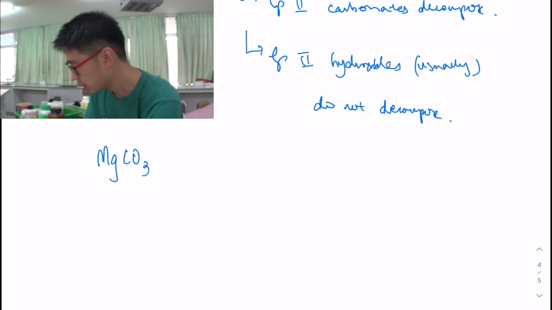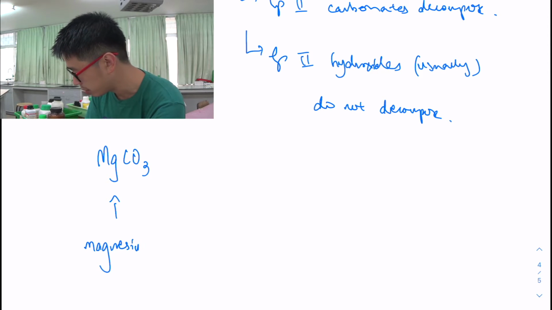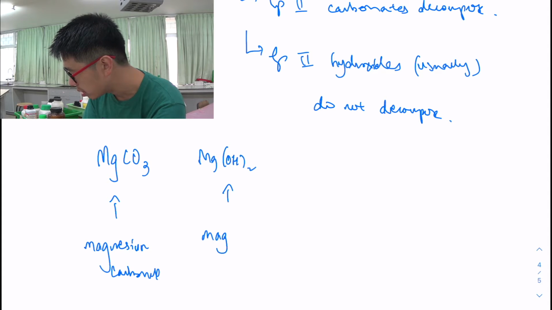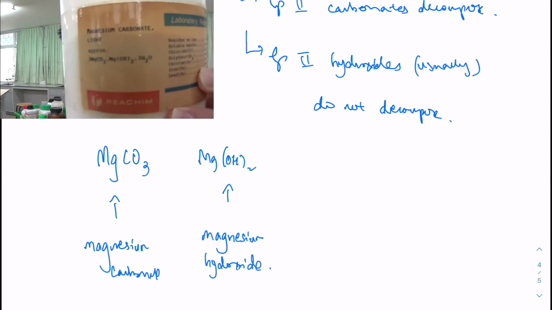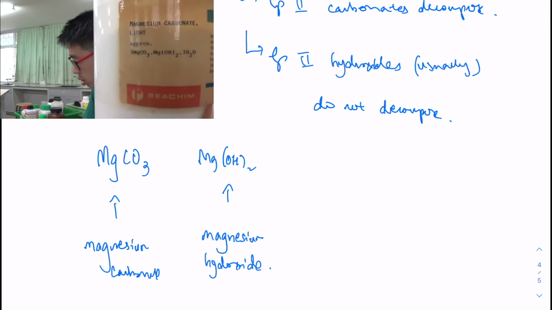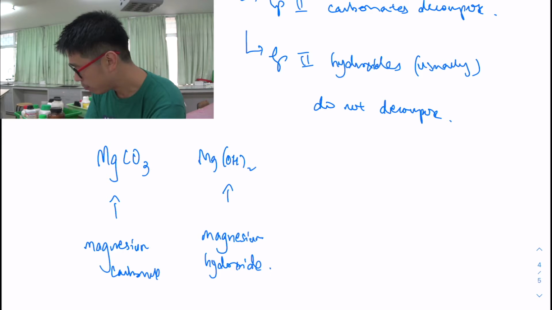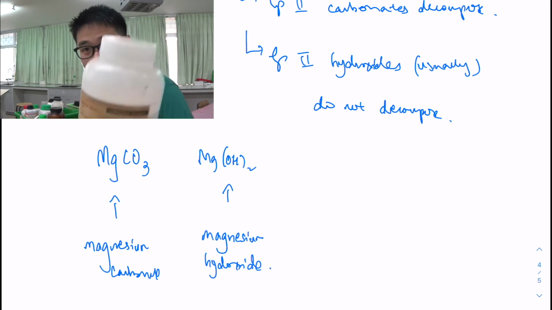Magnesium carbonate is Mg2+, CO3 2-, such that you have MgCO3 in a 1:1 ratio. So that is magnesium carbonate. And then you have magnesium hydroxide. Magnesium hydroxide is not very soluble in water at all. Magnesium hydroxide is Mg2+, OH- twice, so it's Mg(OH)2.